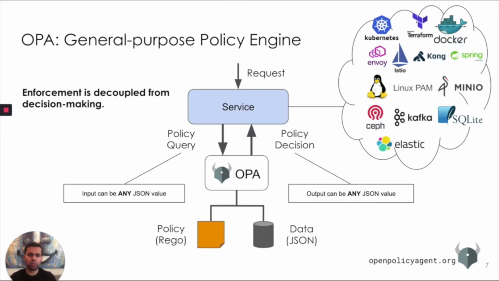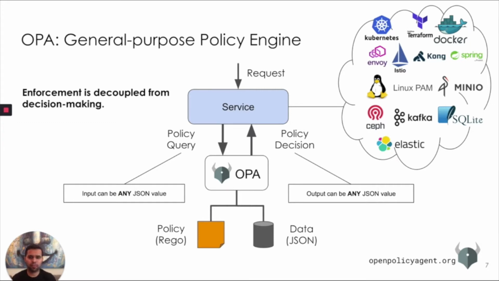When you use OPA, you decouple the policy decision making from the policy enforcement, so your services can now offload policy decisions to OPA by executing a query. So let's understand this using this figure. Imagine if you had a service, and it can be any service at all. It can be a Kubernetes API server, it can be your own custom service, an API gateway, Envoy, any service at all.